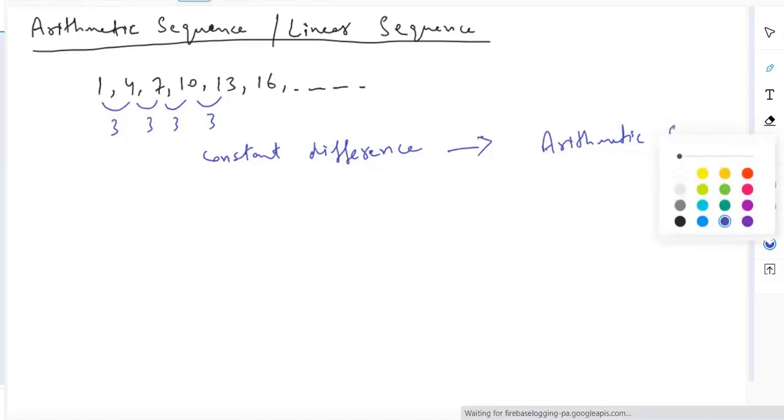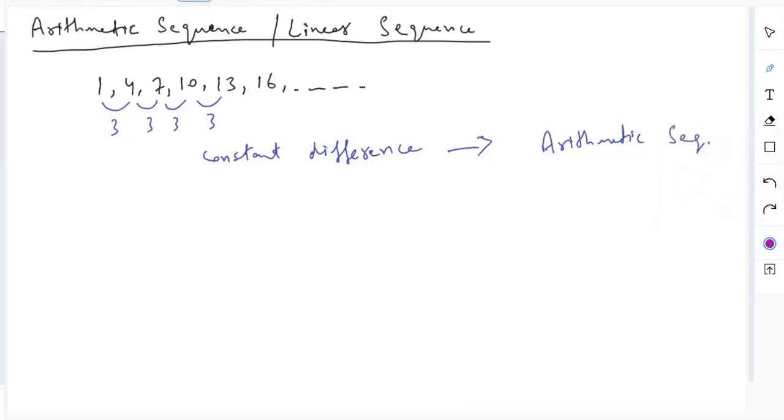ठीक है? अच्छा, अब इसकी अगर हम टर्म नंबर्स की बात करें तो हमारे पास फर्स्ट टर्म क्या थी? फर्स्ट टर्म वाज 1, सेकंड टर्म वाज 4, थर्ड टर्म वाज 7, फोर्थ टर्म वाज 10, फिफ्थ टर्म वाज 13, सिक्स्थ टर्म वाज 16. Now if somebody was to ask you, okay, what is going to be the 90th term? So 90th term यहाँ पे क्या होगी? How do you tell that?